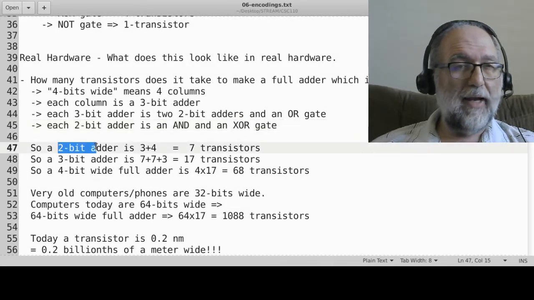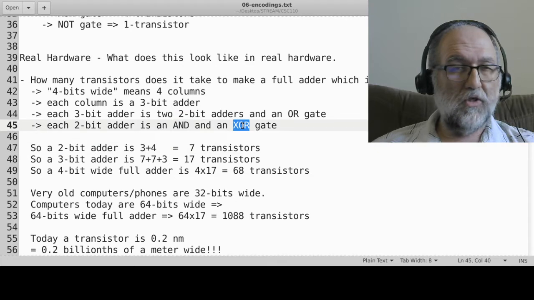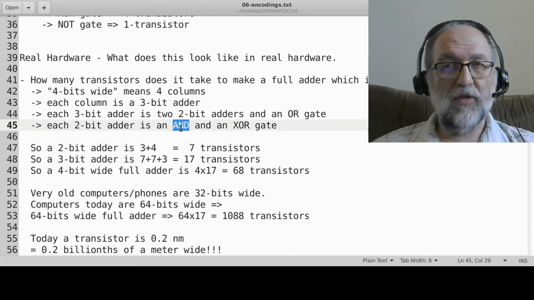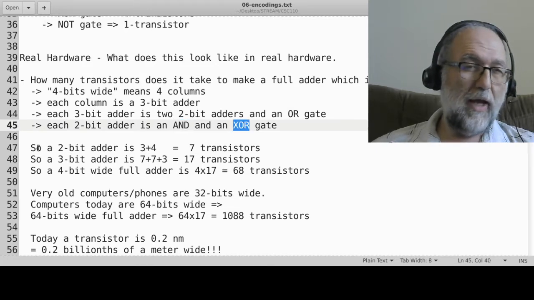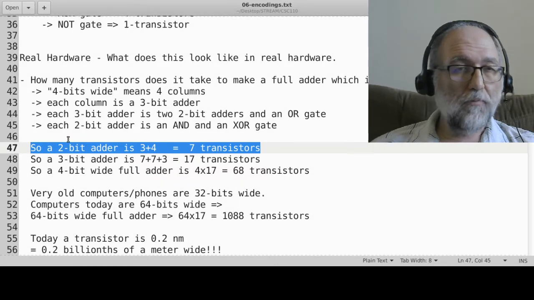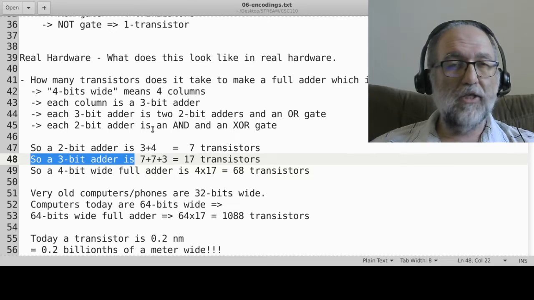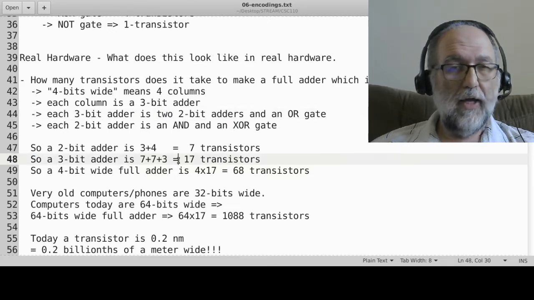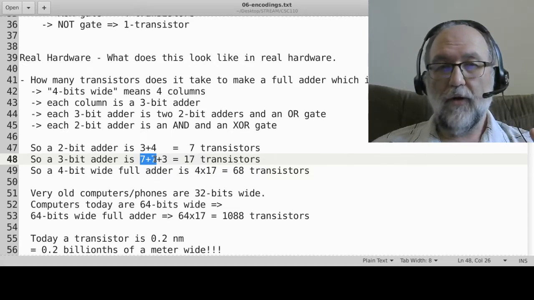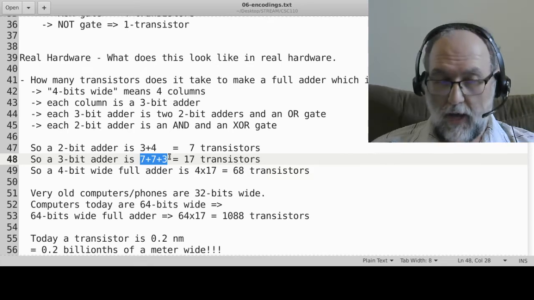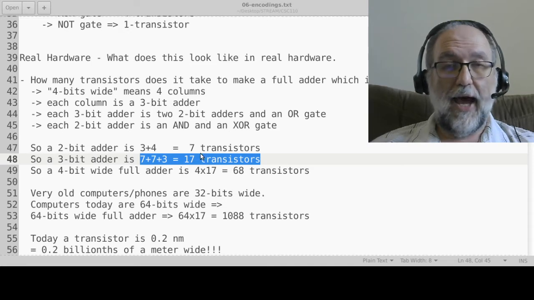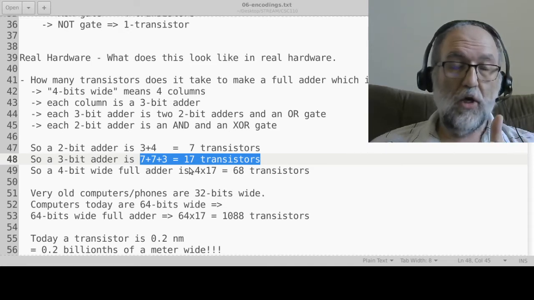For the 2-bit adder, because you need an AND and an exclusive OR gate, that's basically 3 plus 4, or 7 transistors. So 3 transistors for the AND gate, 4 transistors for the exclusive OR gate, for a total of 7 transistors for a 2-bit adder. For the 3-bit adder, remember it's made up of two 2-bit adders. So you've got 7 for your first 2-bit adder, another 7 for your second, and it also has an OR gate, so 3 transistors for the OR gate. You add them all up, and you're going to have 17 transistors for each 3-bit adder.